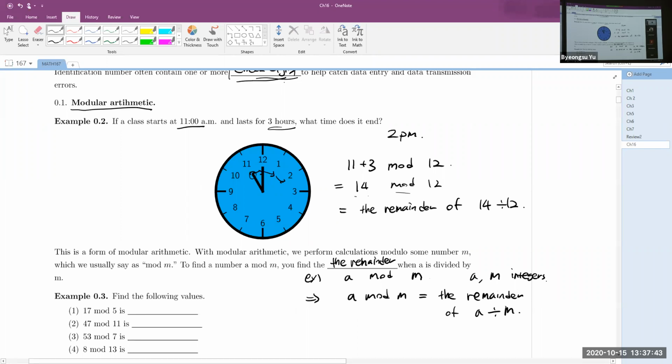So in this example about the clock, 14 divided by 12 gives 1 as your quotient, then it gives you 2 as your remainder, right? So that's why we get the answer as 2 p.m., right?